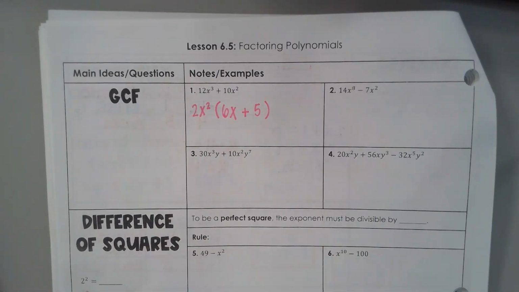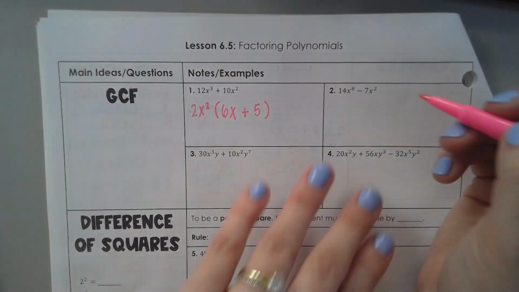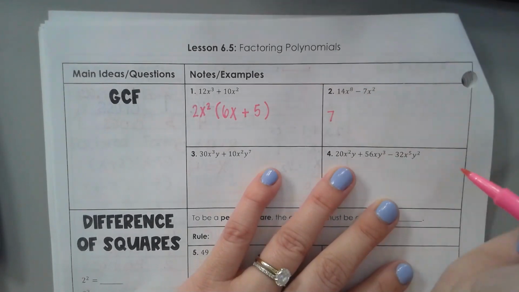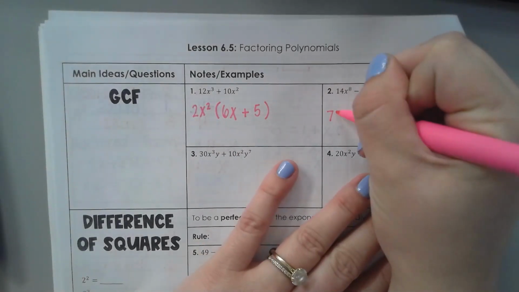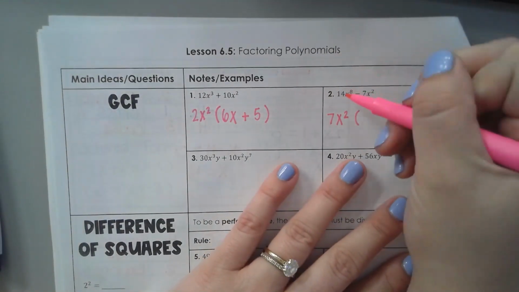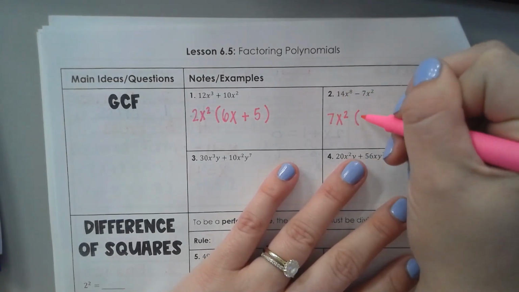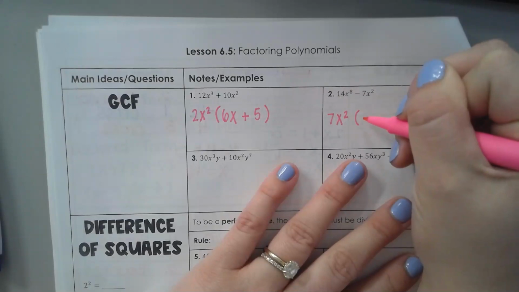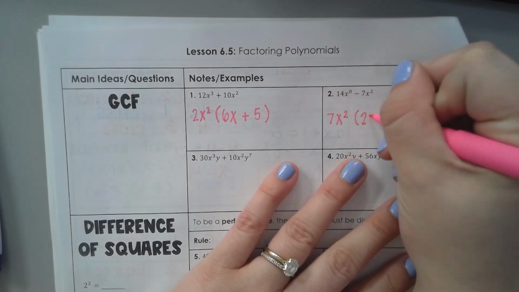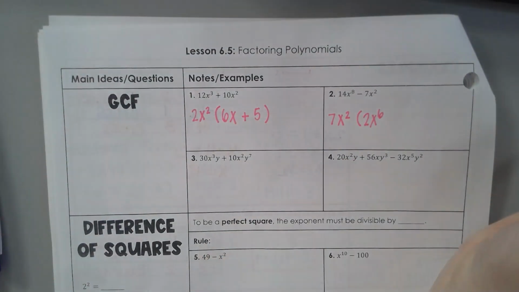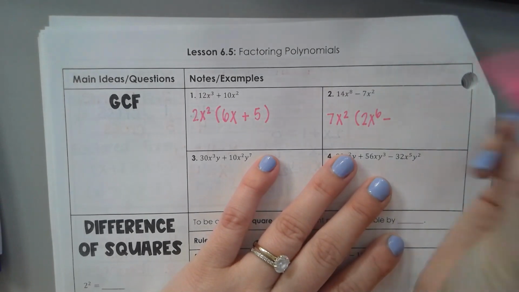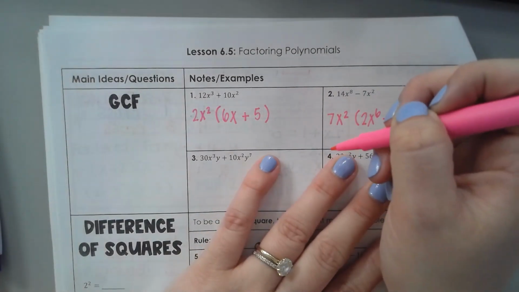That would be GCFs. So number 2, what's the GCF between 14 and 7? 7. And then how many x's? 2. So I can take out x squared. It's always going to be the smaller of the 2 exponents. Okay, and so if I divide out 14 divided by 7, I'm left with 2. And then if I divide out or cancel out 2 of the x's, I'm left with x to the 6th minus what? 1. Because 7x squared, if I divided out the whole 7x squared, that's 1.